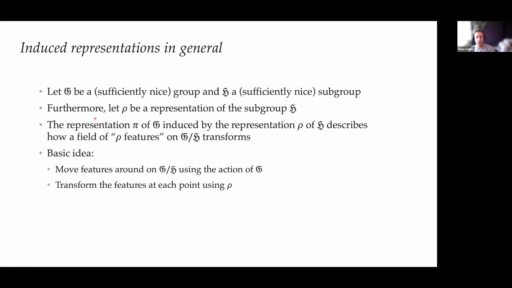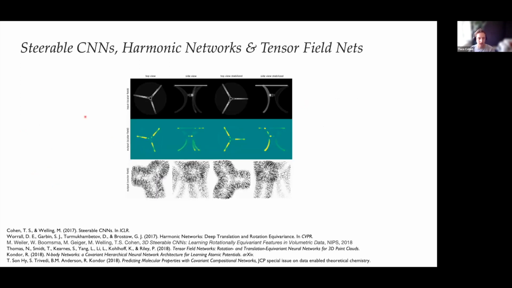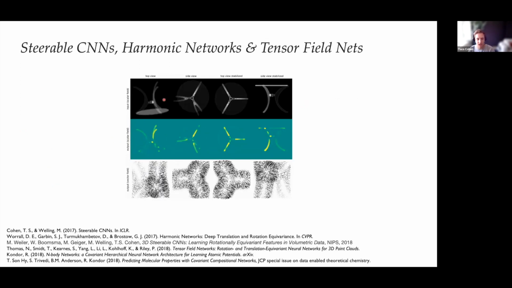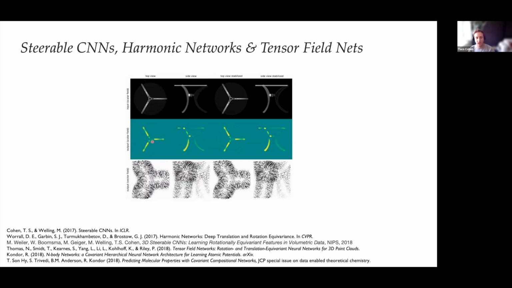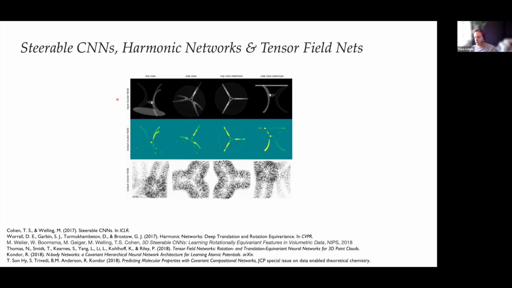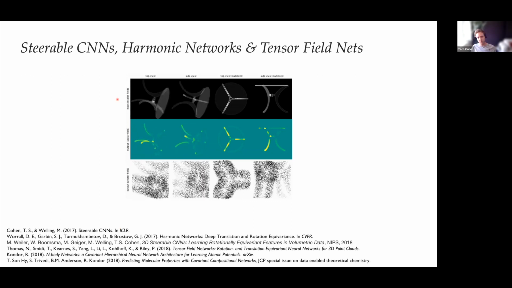And then you have your induced representation that tells you how a field of such geometric quantities transforms. Yeah, that's the idea of an induced representation. And then you can ask, okay, maybe I have an input, let's say a scalar signal, and I want to output another scalar signal, or I want a vector field as output. What kind of equivariant linear map can I use?